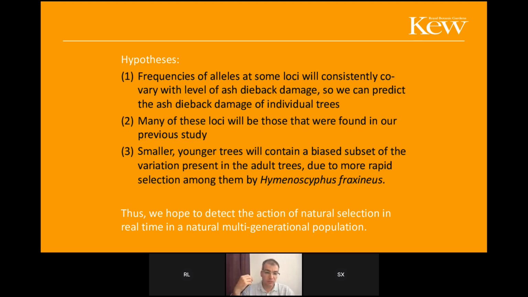And so basically we would see natural selection in action in real time in a natural population, which would be really cool. And it would also encourage us that in the long term, natural populations of ash would bounce back from the ash dieback epidemic, that even though lots of trees would die, the survivors would have enhanced resistance. And so the populations would be able to survive.